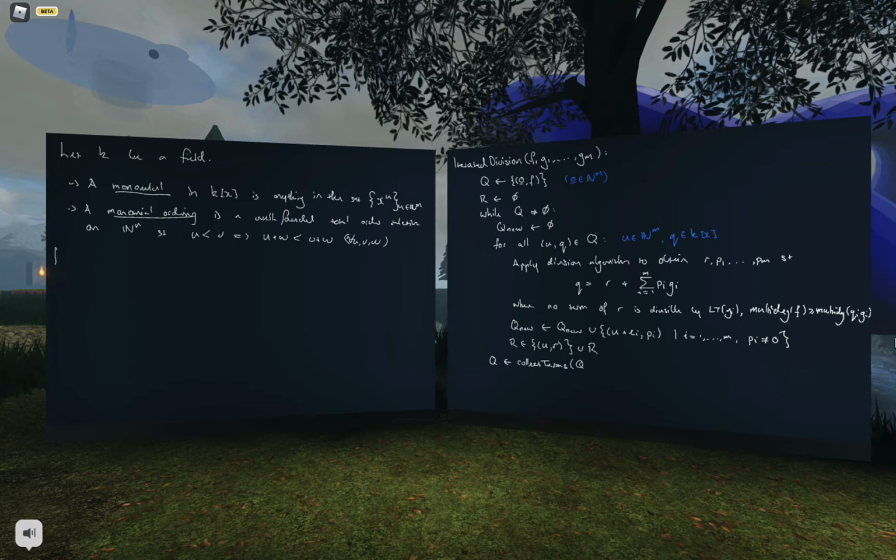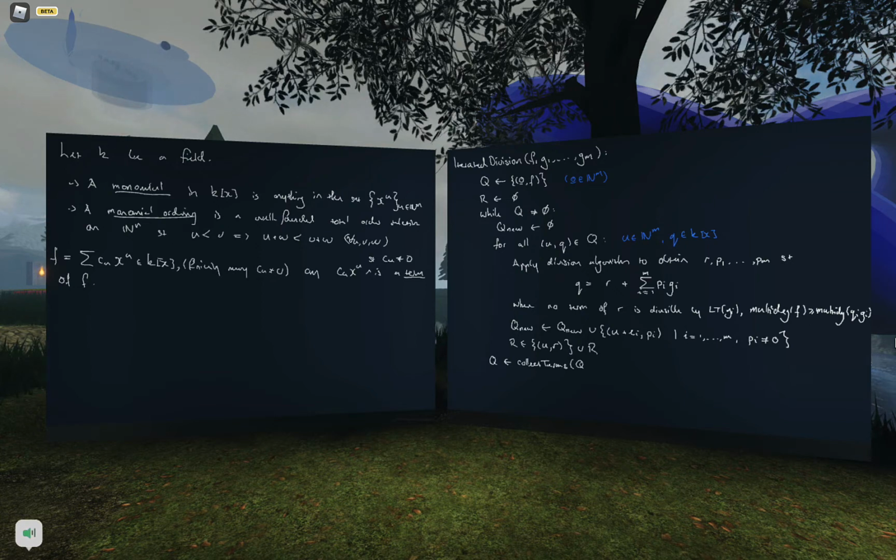Okay. So if f is a polynomial in K[X], right? So we have something like this, with finitely many terms. Any c_u x^u is a term of f. I guess any c_u x^u such that c_u is not equal to 0 is called a term of f.